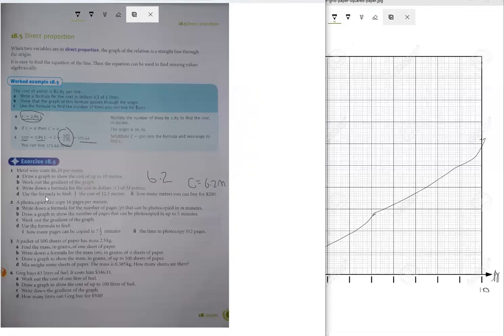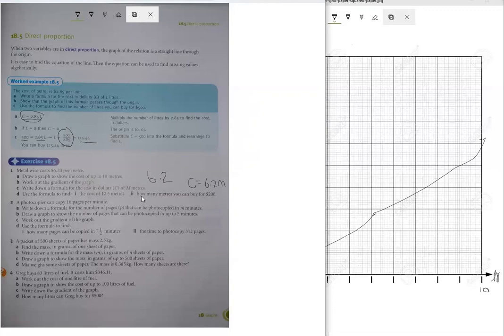They ask you to use the formula to find out the cost of 12.5 meters. Since we have the formula already, you just have to replace the meter with 12.5. That means your cost is 6.2 times 12.5, and then you get the final answer, right? Easy, right? So next one, number 2.